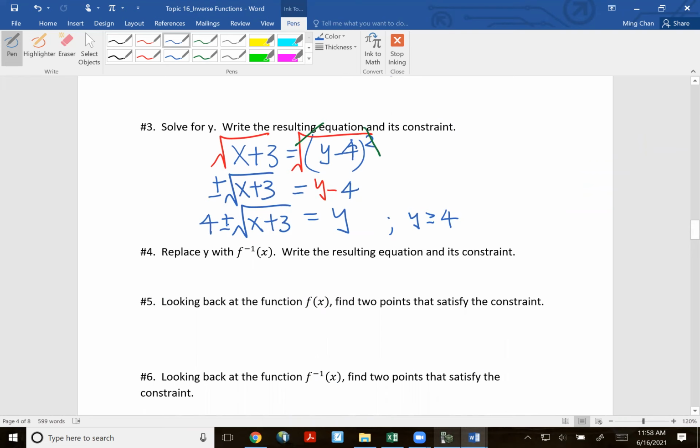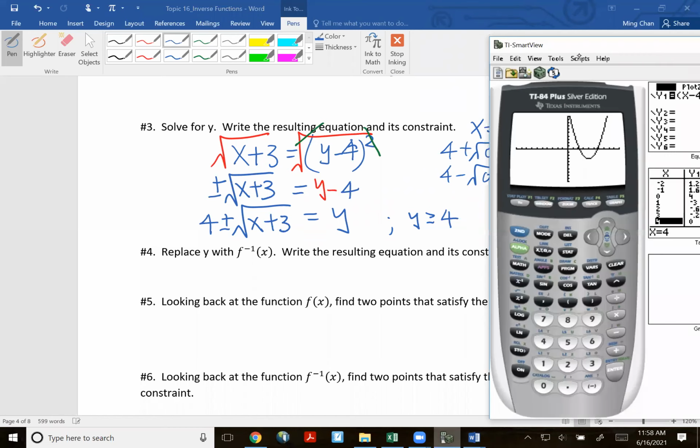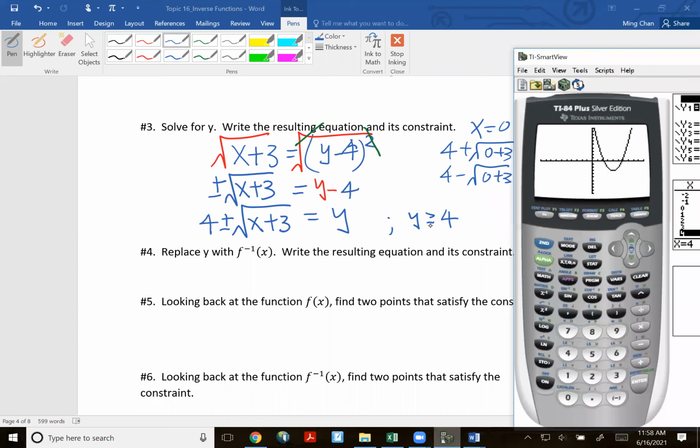Okay. So I'm going to purposely pick 0. If x is equal to 0, substitute into the function. 4 plus square root of 0 plus 3. 4 minus square root of 0 plus 3. This is going to become 4 plus square root of 3. The other one is 4 minus square root of 3. Remember, the condition says y value got to be bigger than or equal to 4. So 4 plus square root of 3 is that. 4 minus square root of 3 is that.